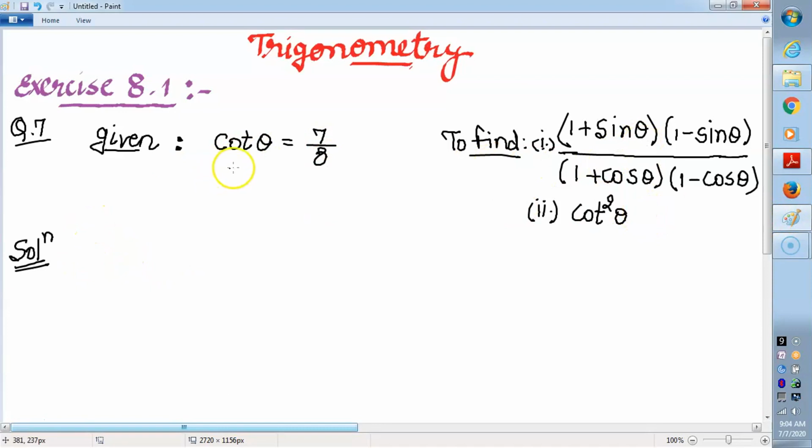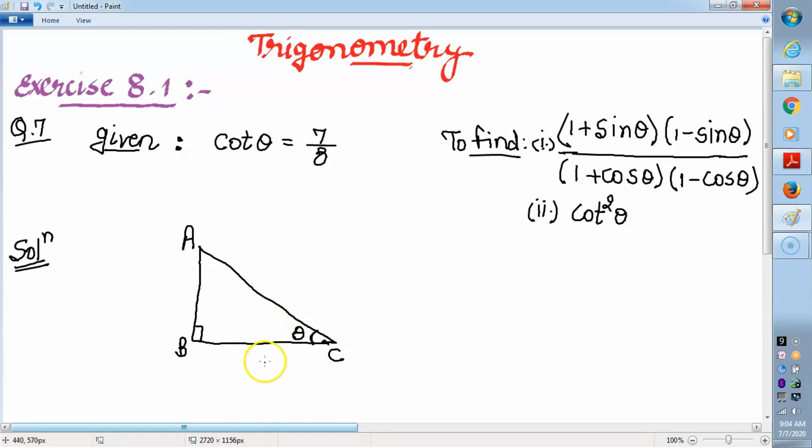Before starting, we will draw a right triangle, triangle ABC, right angle at point B. Now since theta is given in the question, see cot theta, sin theta, cos theta, cot square theta, we can select any of the acute angles as angle theta. Means we can take angle A as theta or we can take angle C as theta. We are taking angle C as theta.